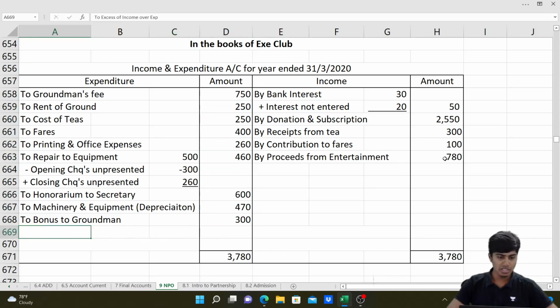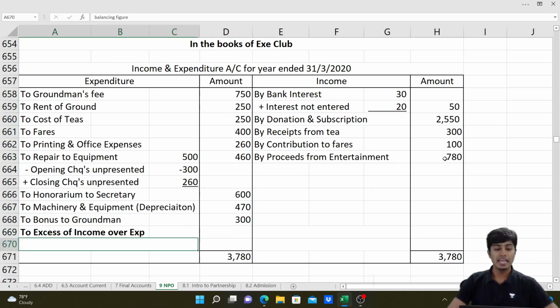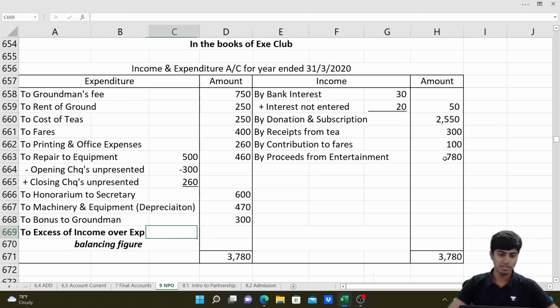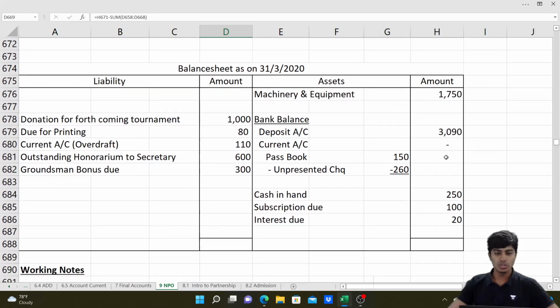By deducting, I would be able to identify the excess of income over expense, the balancing figure, that is our surplus for the year, which would definitely come down to 40. And I'll write this 40 to my closing balance sheet as an addition to the capital fund. So this is our balance sheet as on 31st of March 20.